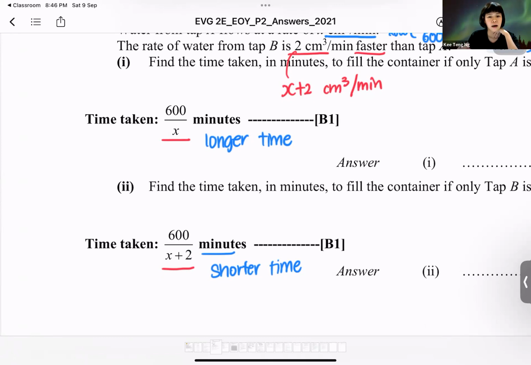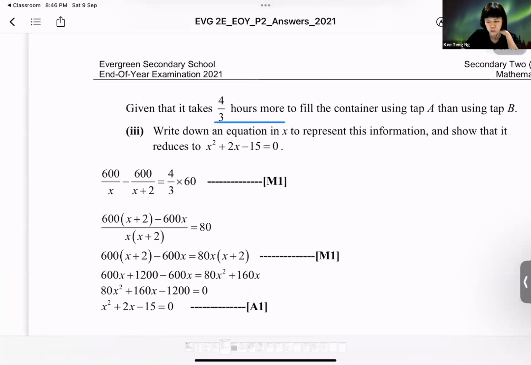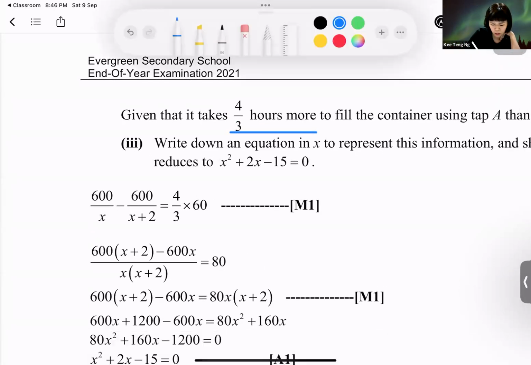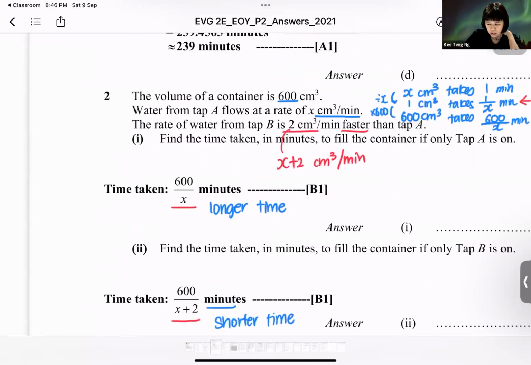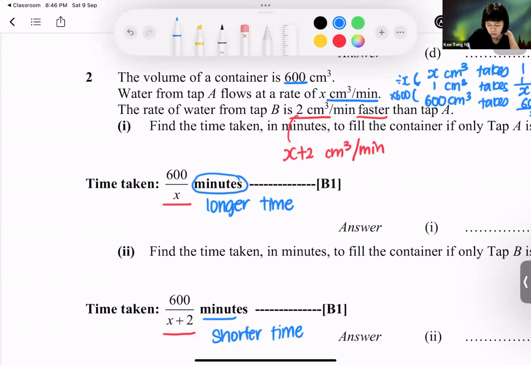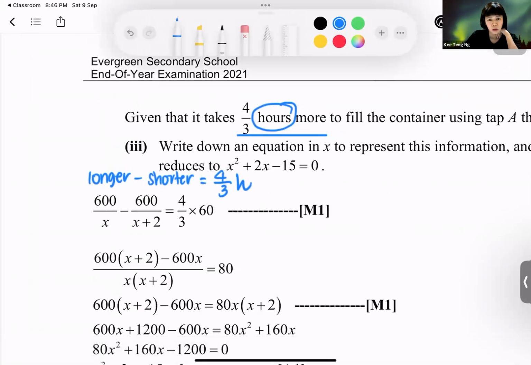So 600 over x minus away the one with the shorter timing, right? Longer minus the shorter timing will give you the difference. Take note, this is in hours, 4 over 3 of an hour. But when we have the question over here, this one here is in minutes. The units are not the same. So what can I do to 4 over 3 of an hour? This is in terms of minutes.